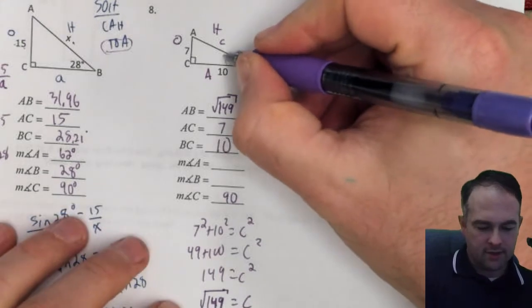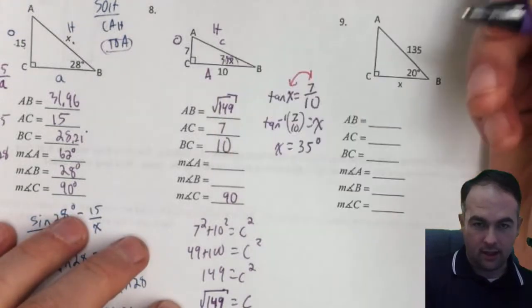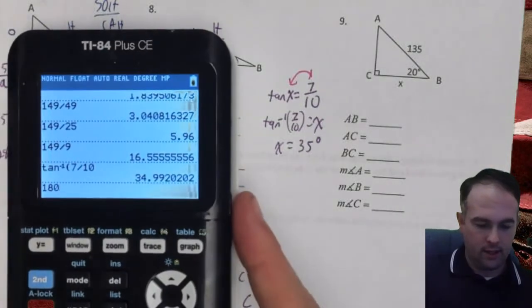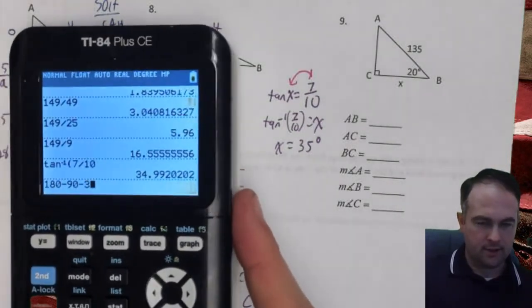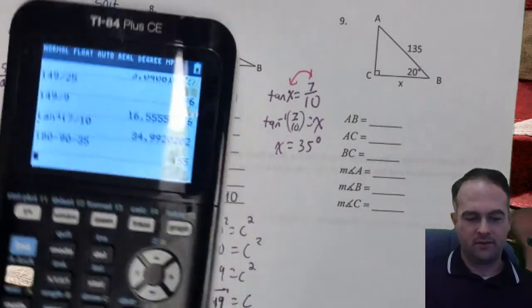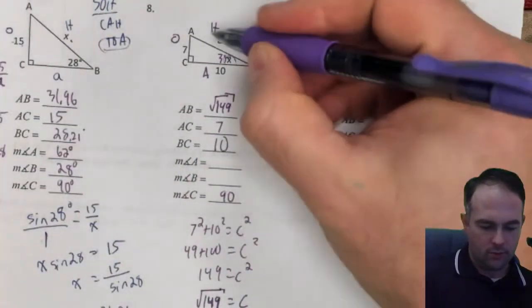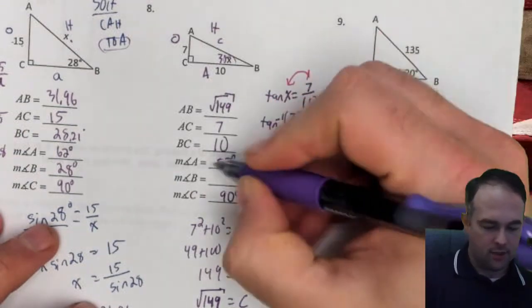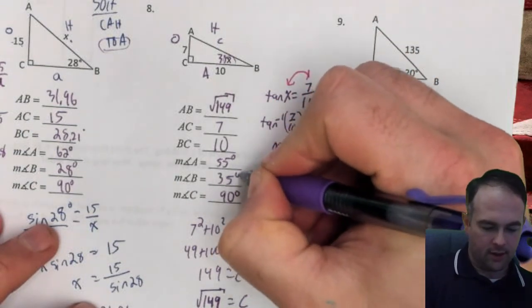Now, if this is 35 and this is 90, we're going to subtract from 180 to get the last angle. So 180 minus 90 minus 35 gives me a 55 degree angle. So measure of angle A is 55 degrees, and the measure of angle B was 35 degrees.